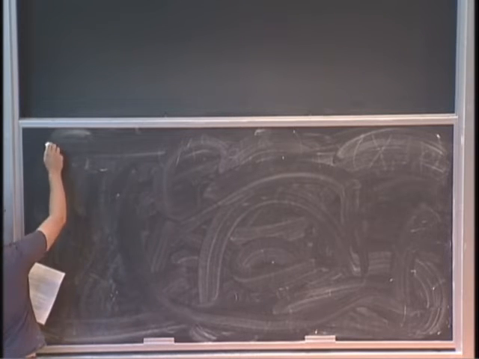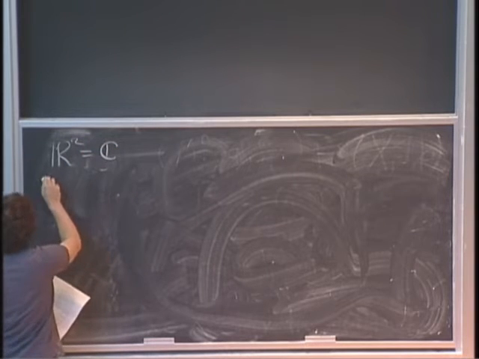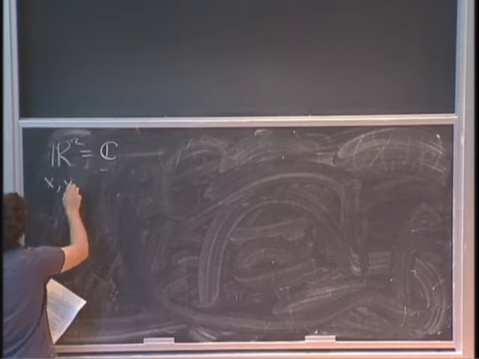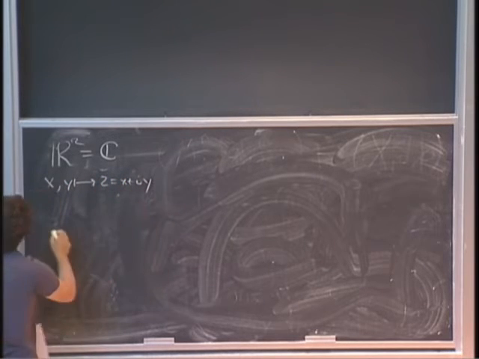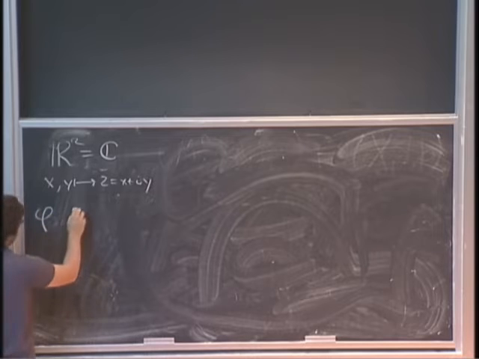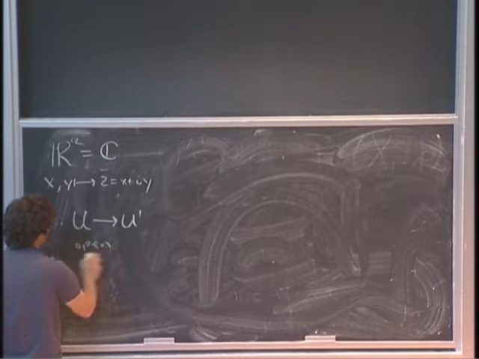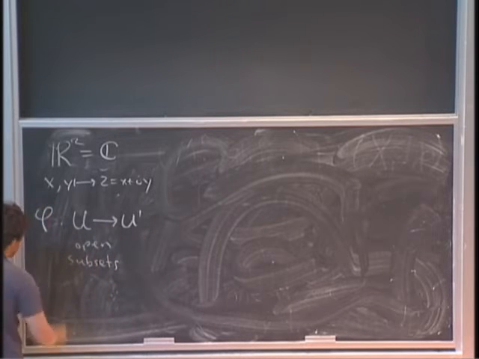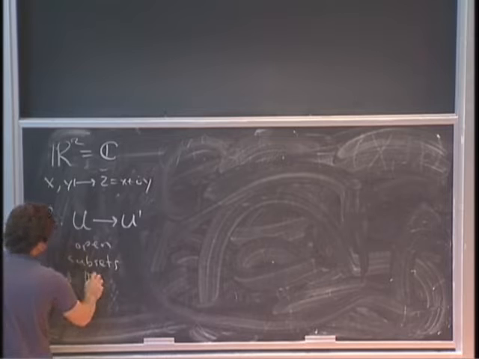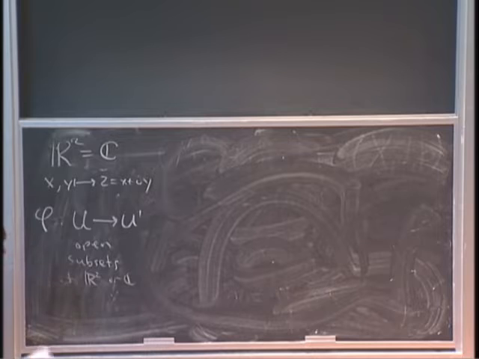Again, we said R2 is the same as C, where (x, y) goes to z equals x plus i y, and we're always going to fix some phi that takes U to U prime. These are open subsets of R2 or C, depending on how we want to think about them.